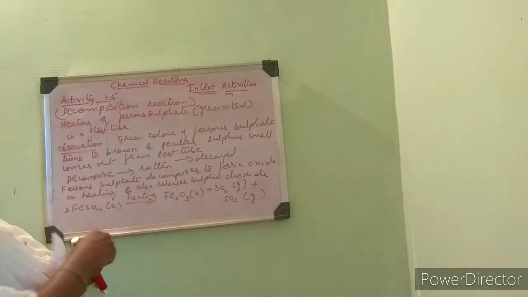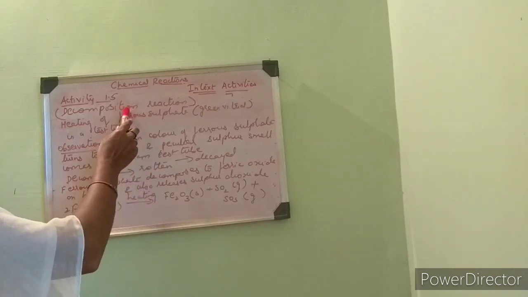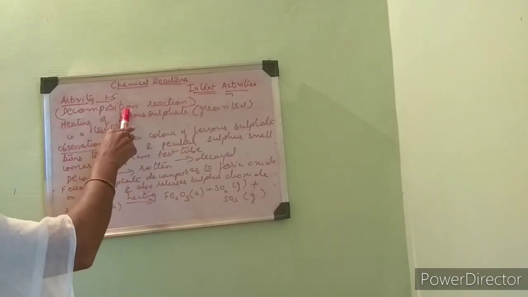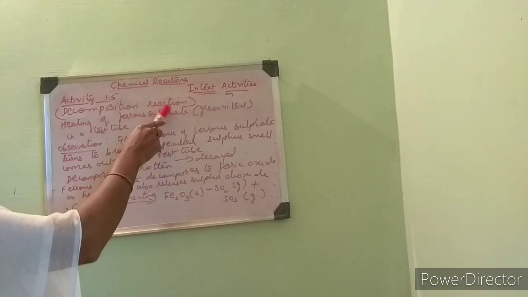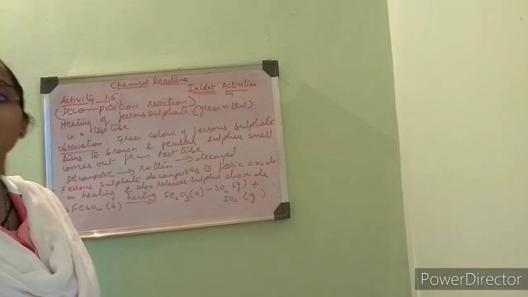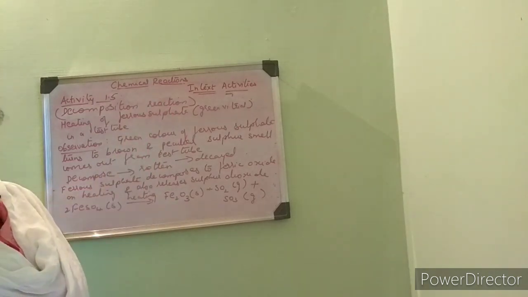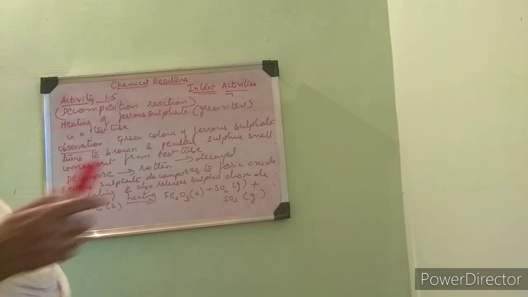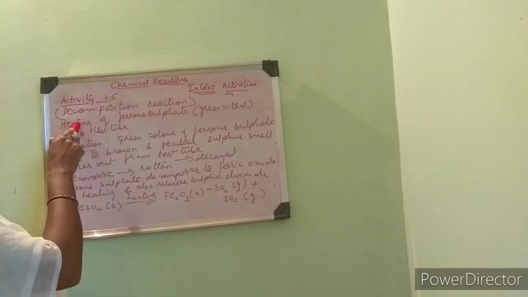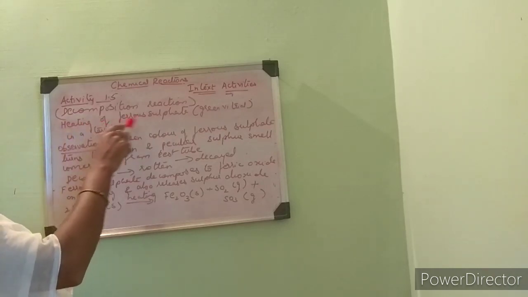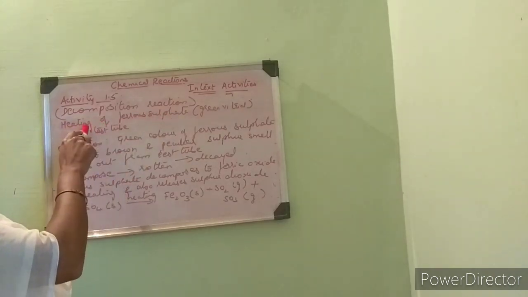Activity 1.5 comes under types of chemical reaction, decomposition reaction. What do you mean by decomposition? It is decaying of the dead. So decompose means splitting of the matter. Here the experiment is about what happens when ferrous sulfate crystals are heated.